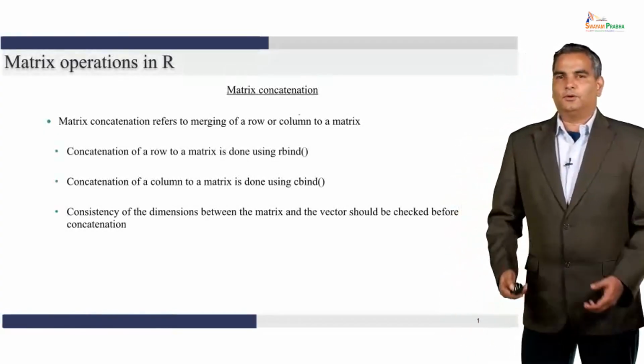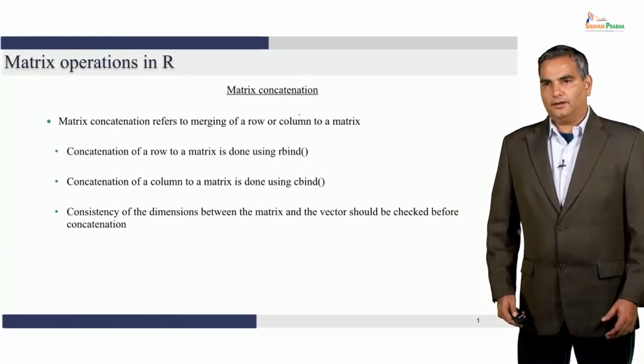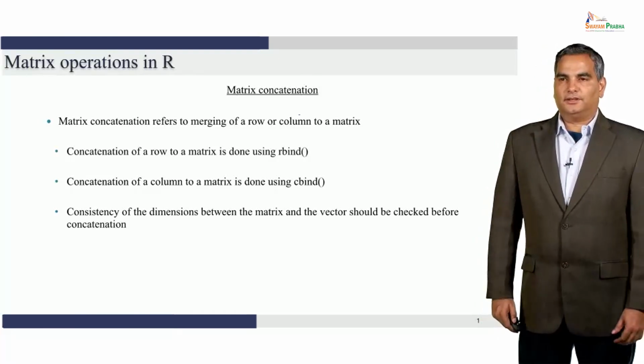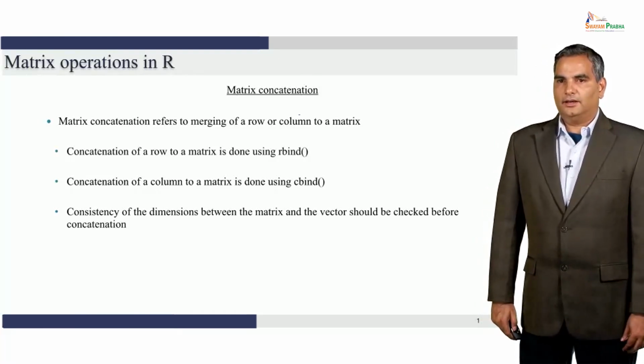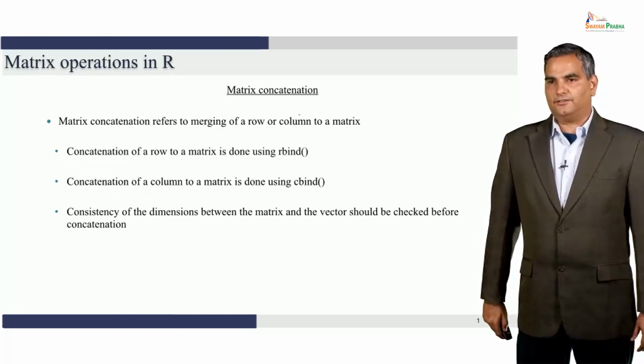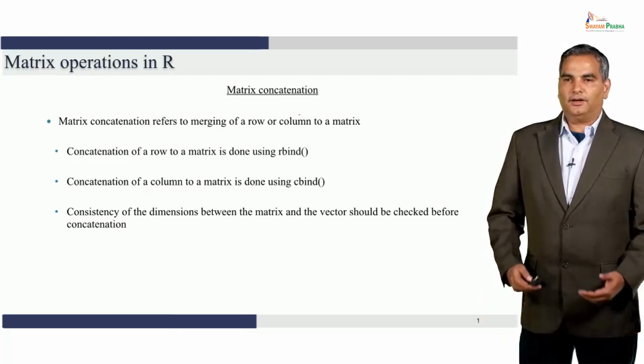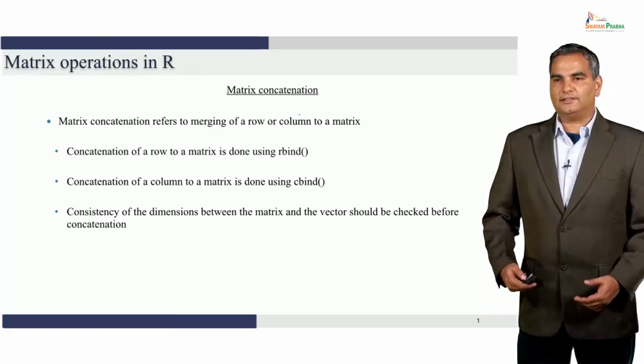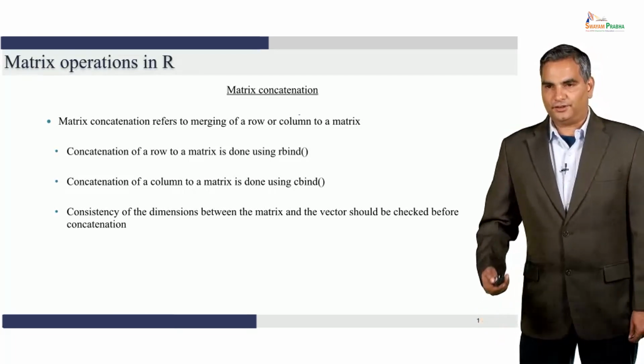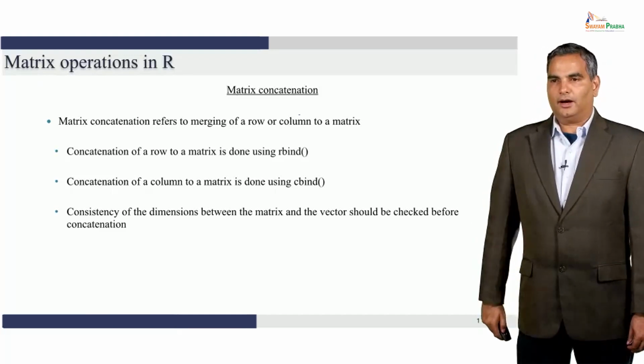So we will look at more matrix operations in R. We will first start with concatenating matrices. Matrix concatenation refers to either merging rows or columns to a matrix. If you already have a matrix and you want to increase the number of rows of the matrix with specific rows, you could use the command rbind.